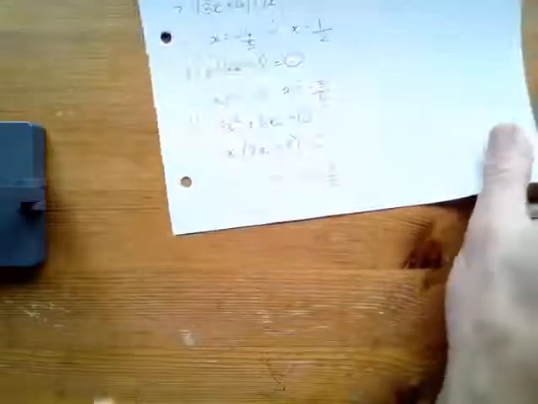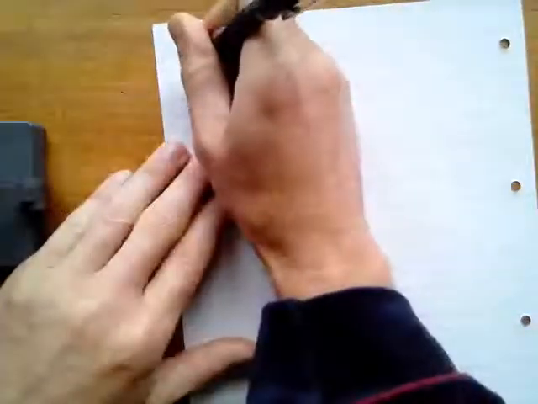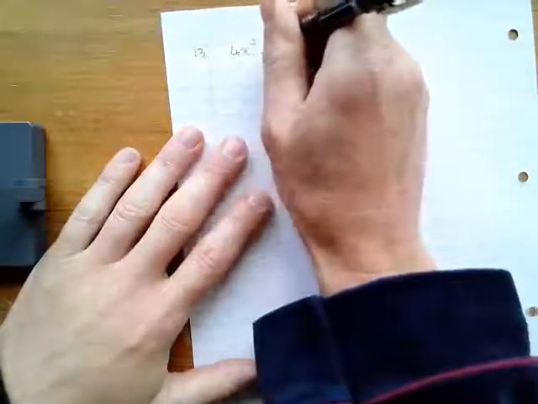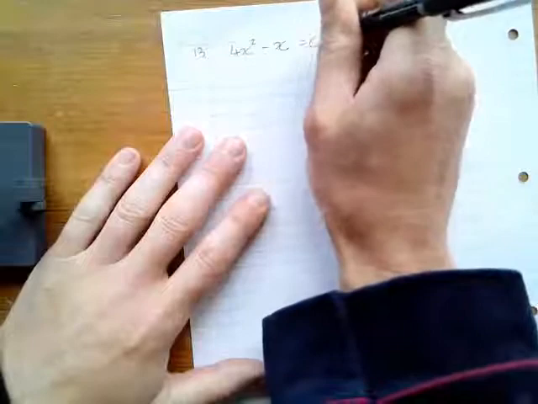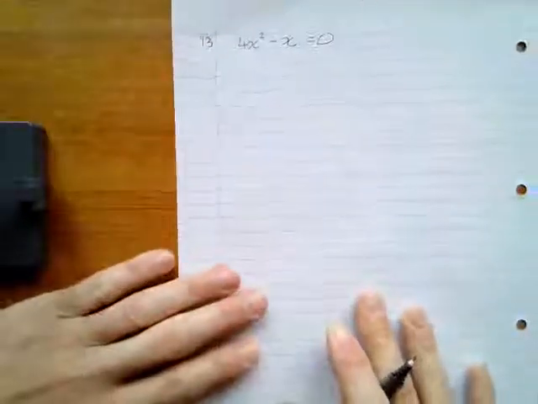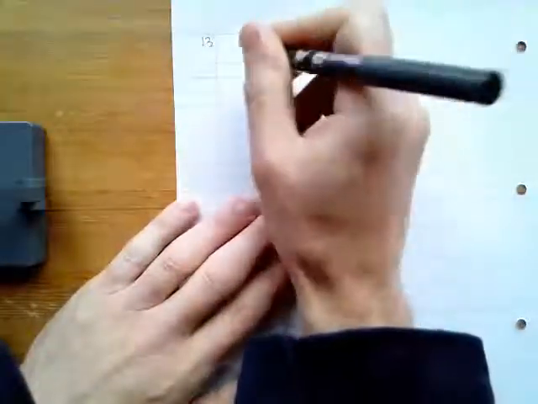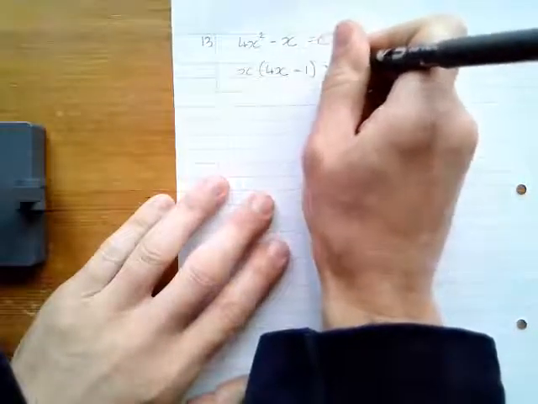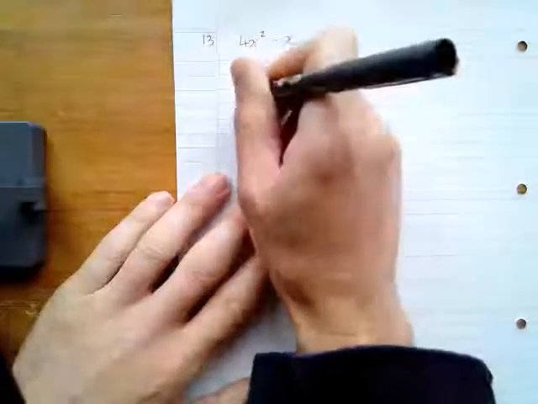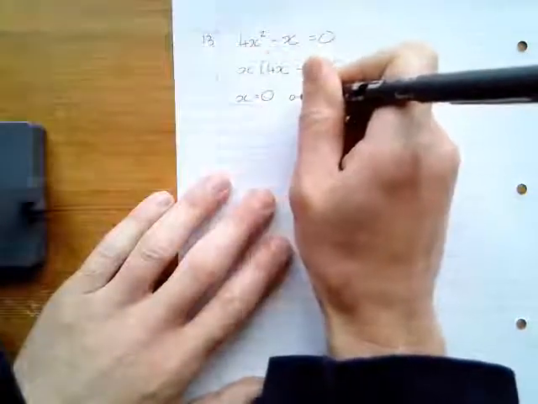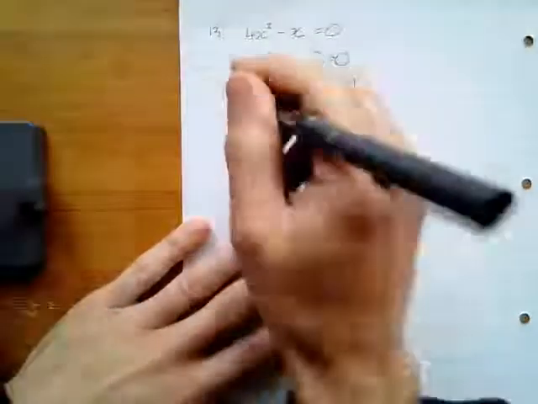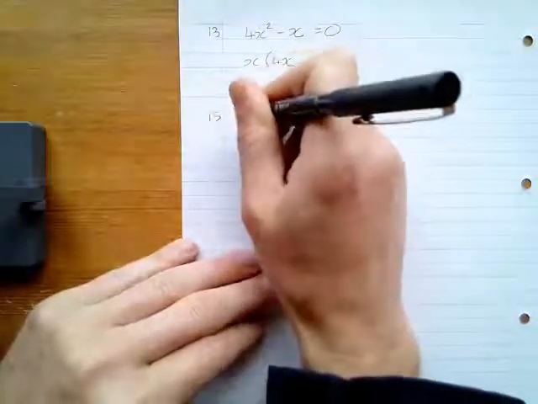We've been going for 11 minutes and 36 seconds and I'm already up to question 13. So 13 then. 4x squared minus x equals 0. Okay, so this one here, just take an x out, like so, just like the last couple we've been doing. Bingo!